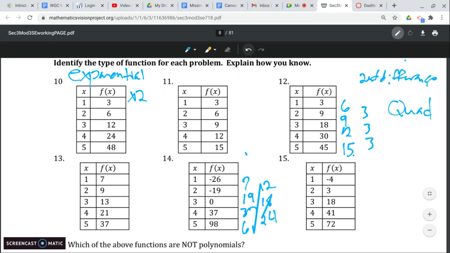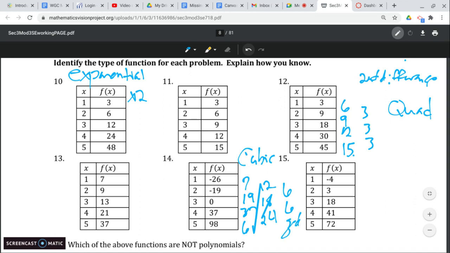I apologize for the crazy lines. So are our second differences the same? No, they aren't, which means, is it quadratic? Nope. So now we look at the third differences. So 12 to 18 is 6. 18 to 24 is also 6. So this is cubic because the third differences were the same.